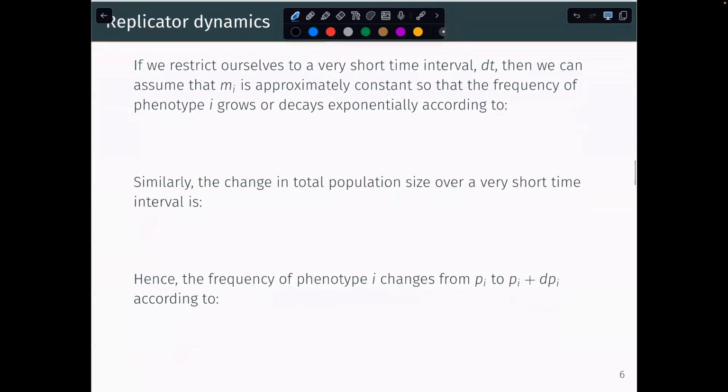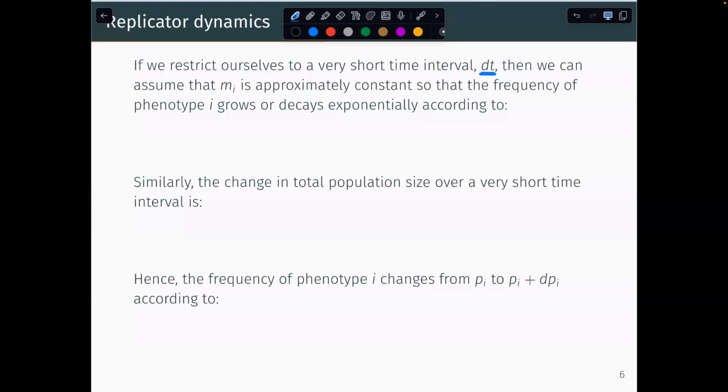Okay, so let's restrict ourselves to a very short time interval. We'll call this dt. The reason we want to do that is we want to assume that this M_i, the per capita growth rate of phenotype i, is approximately constant. In general, this isn't going to be constant. We would expect that the growth rate of a particular phenotype might depend on interactions with other individuals in the population. There might be environmental reasons as to why this changes over time as well. But if we have a very small time interval, then we assume it's approximately constant, which simplifies the dynamics.